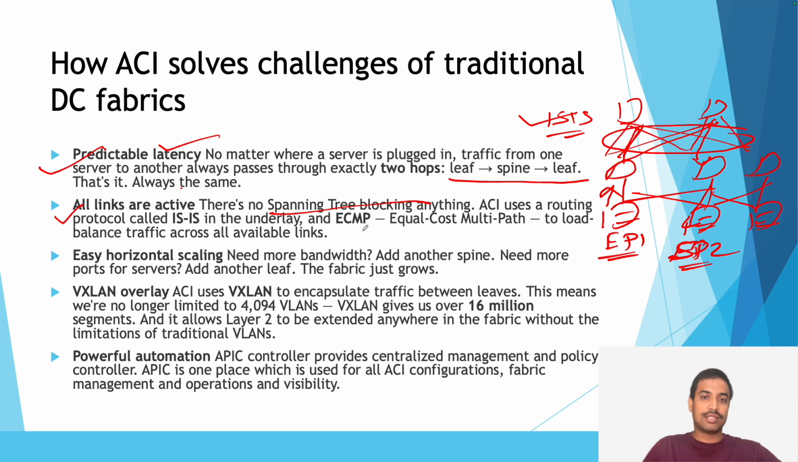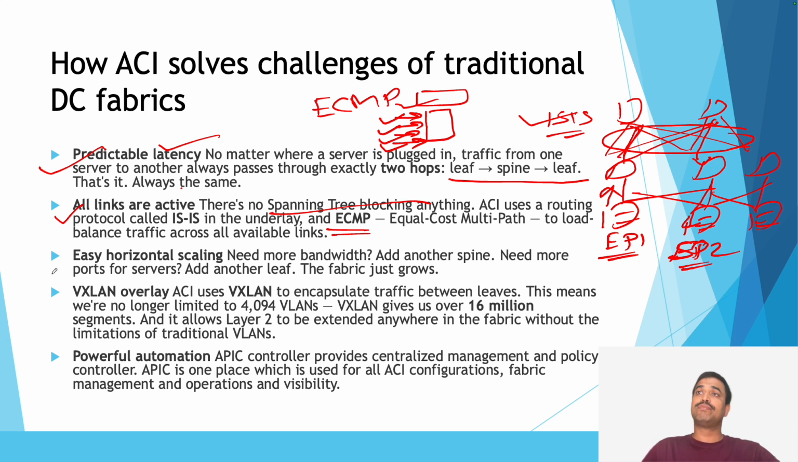We also have something called ECMP. In the routing world, we have this concept called ECMP. What happens is, for one particular destination, if we have multiple paths, let's say path 1, path 2, path 3, path 4, we can use all these paths to load balance traffic for this particular destination. This is what equal cost multipathing means.